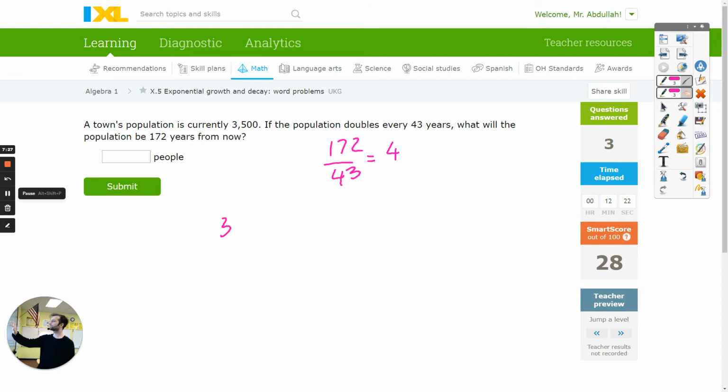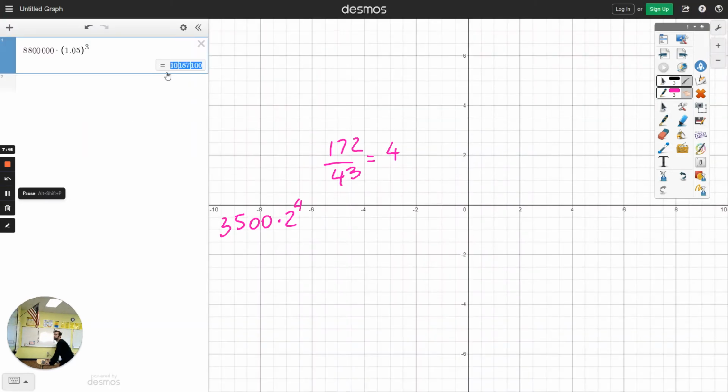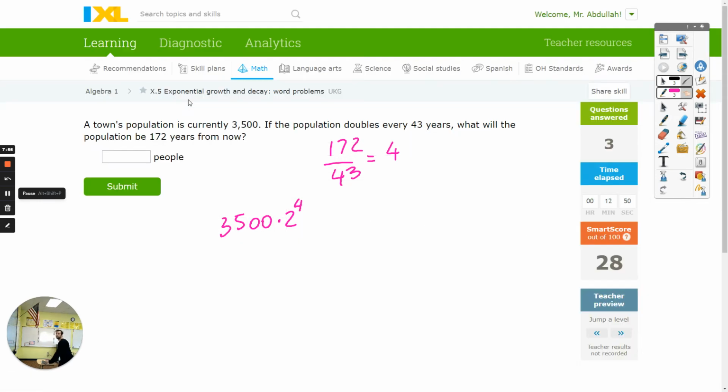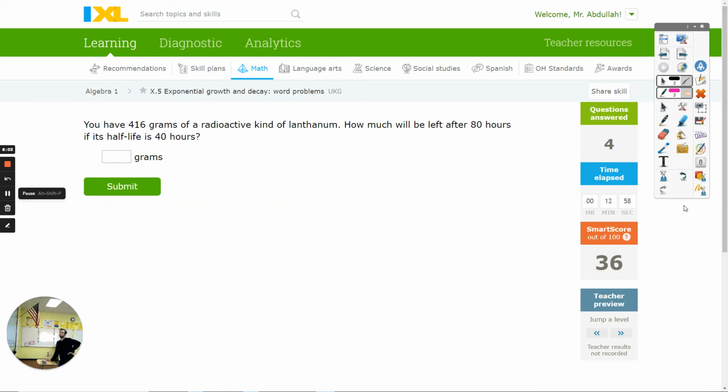So start with your initial number, and then either write times 2 four times, or just do this, which means times 2 four times anyways. Use the calculator, and it'll tell you what the answer is going to be. So 3,500 times 2 to the power of... it'll double 4 times, not 3, it'll double 4 times. 56,000 people would be the answer. Let's submit it, and let's give a level.